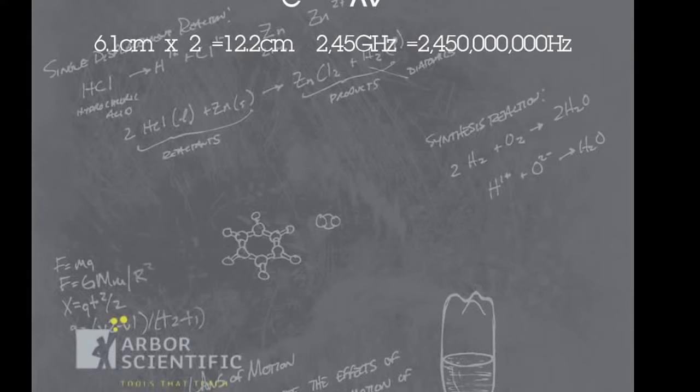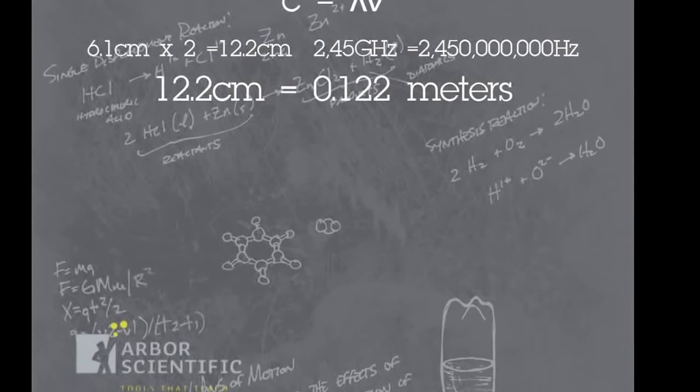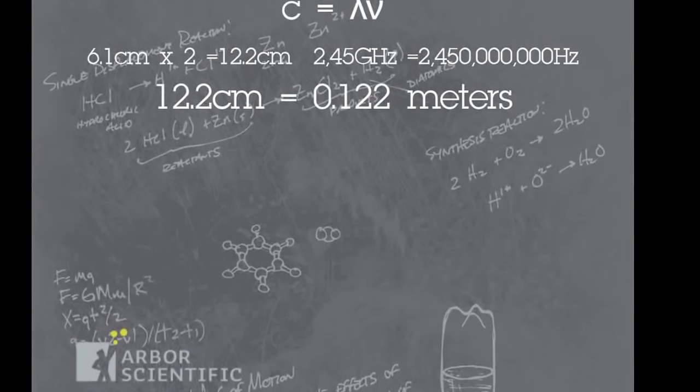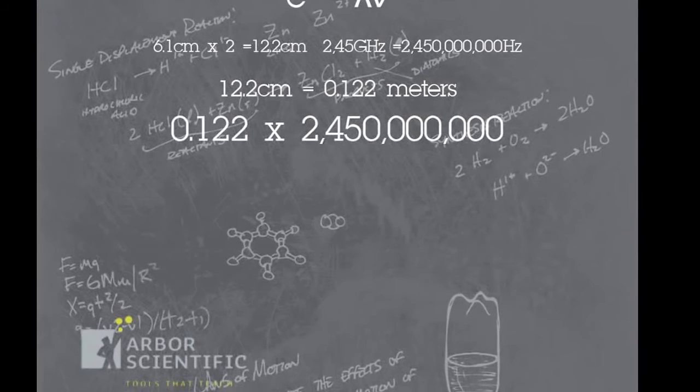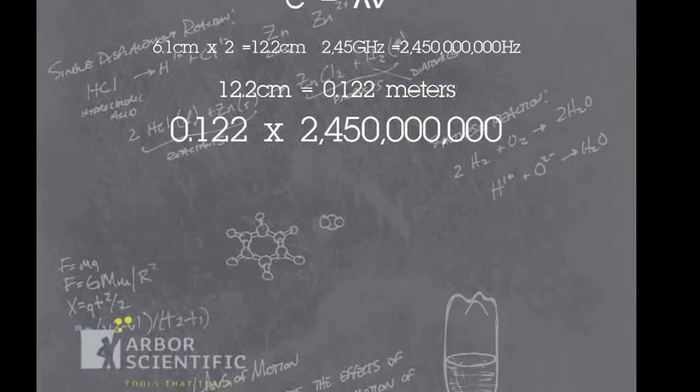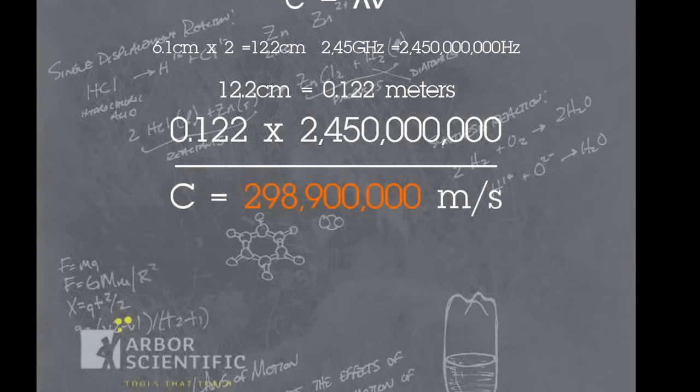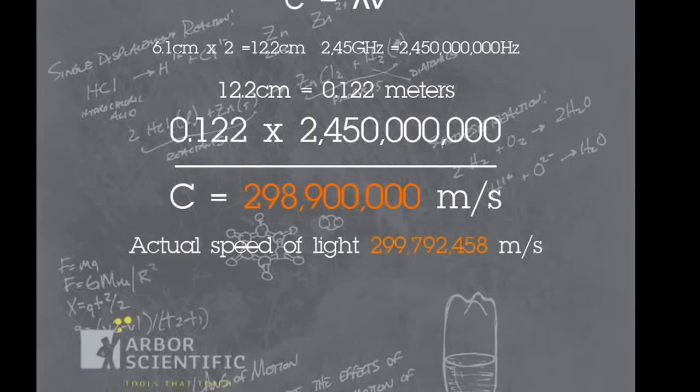And finally, we can calculate the speed of light, which equals the wavelength times the frequency. Our microwave's frequency is 2.45 gigahertz, which comes out to 2,450,000,000 hertz. We calculated the full wavelength by multiplying our measurement by 2, which comes out to 12.2 centimeters for the full wavelength. Next, we convert centimeters to meters for our speed of light calculation, which gives us 0.122 meters times the 2,450,000,000 hertz, and that equals 298,900,000 meters per second.